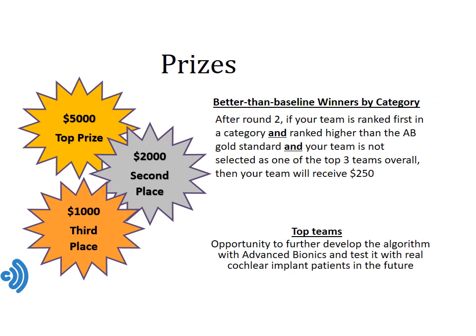Prizes. First place is $5,000 to the winning team overall. Second place is $2,000, and third place team gets $1,000. There is also a better than baseline winner by category. If your team is ranked first in category and it performs better than the AB Gold Standard base code, and if your team has not already claimed one of the top 3 prizes, then your team will receive $250.